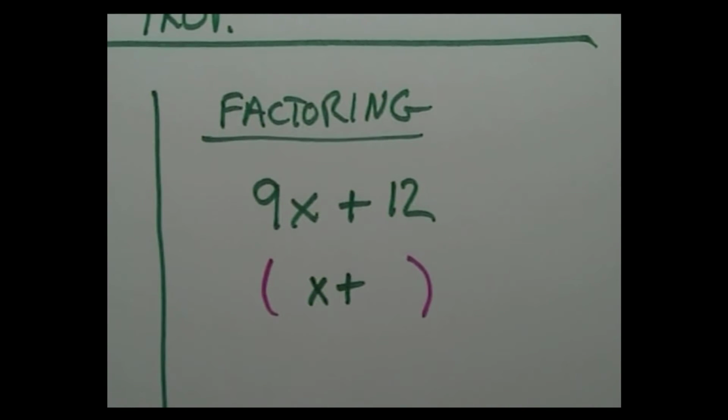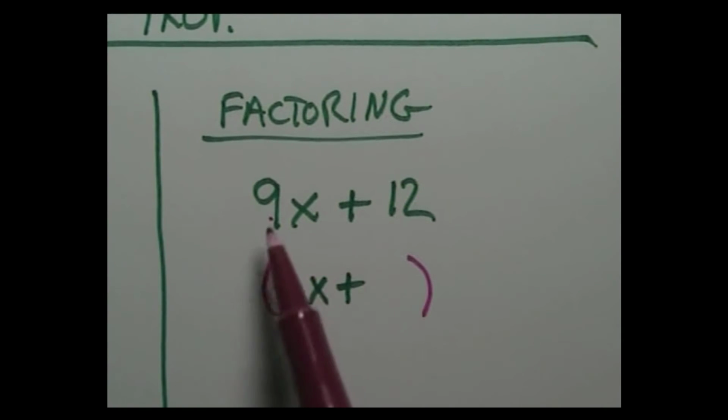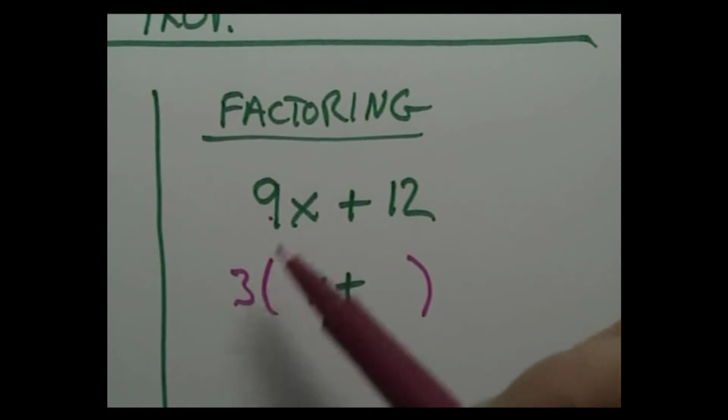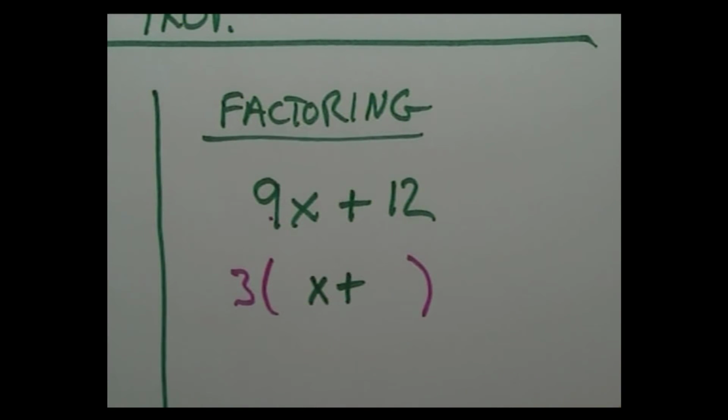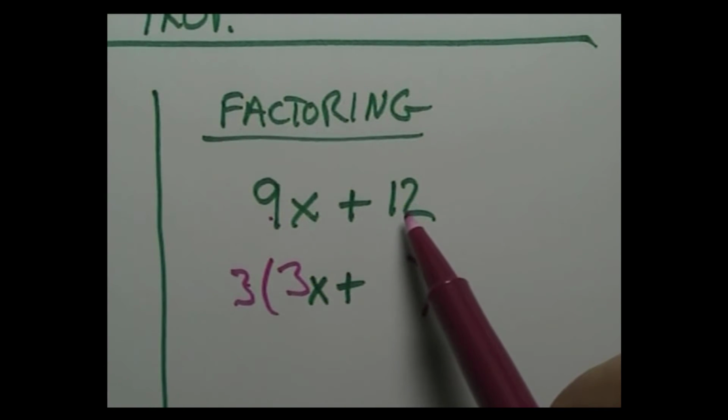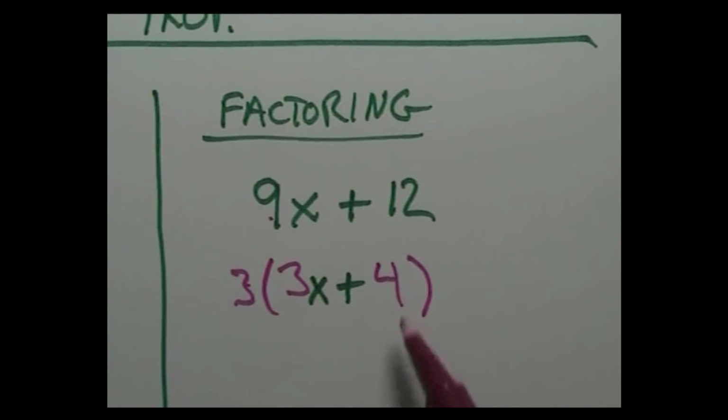Okay, what does the 9 and the 12 have in common? What number goes into both 9 and 12? What number would that be? 3. 3 goes into both 9 and 12. Okay, so 3 times something is 9. 3 times 3 is 9. And 3 times something is 12. 3 times 4 is 12.